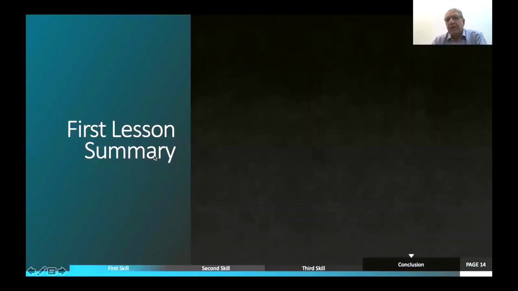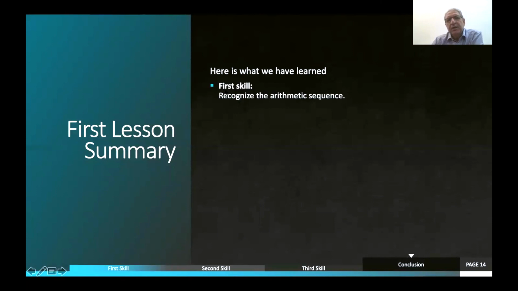Okay. This is the first lesson summary. What we have learned in this lesson was this. You should be able to recognize the arithmetic sequence. Therefore, if you are given a sequence, you should know whether it is an arithmetic sequence or not, by checking that the common difference is constant between all the terms.